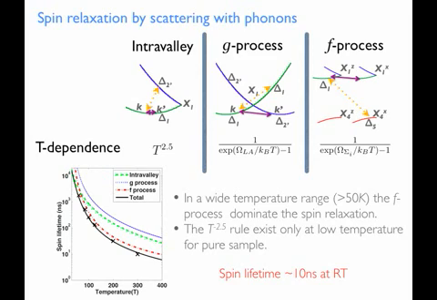The T to the 5/2 relation by Yafet only appears at low temperature for pure samples and would be easily ruined by effects like impurity scattering or by hyperfine interaction. The sum of these three processes is plotted by the black curve, which matches well with cross marks of experimental results of electron spin resonance by Pine and Lancaster and hot electron spin injection by Appelbaum. Spin lifetime at room temperature by phonon scattering is about 10 nanoseconds.